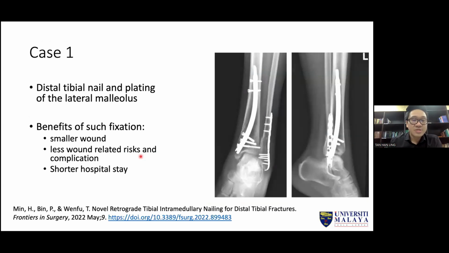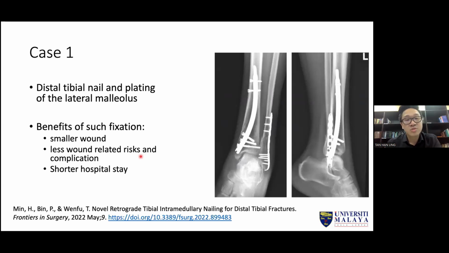So this, if I recall correctly, this patient would be the first or second case to be done in Malaysia. The benefit of such a fixation would be a smaller wound. So this fixation would just require a 2 centimeter wound with 2 to 3 small 1 centimeter stab wounds over the leg region or shin area.